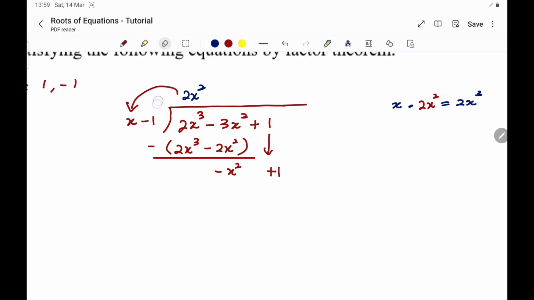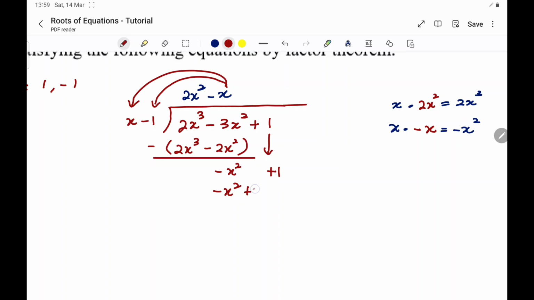The next step: you check, x multiplied with what will give negative x squared? You think properly, what value when we multiply with x, we will get negative x squared. So here we will get negative x, so you put negative x on top. And then here we do multiplication. Negative x multiplied with x becomes negative x squared. Negative x multiplied with negative 1, you're going to get plus x.